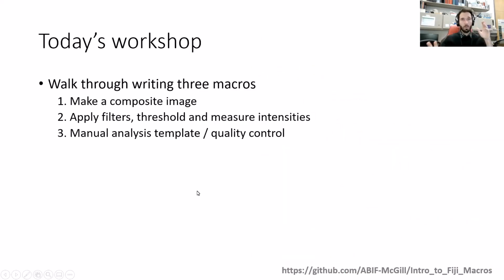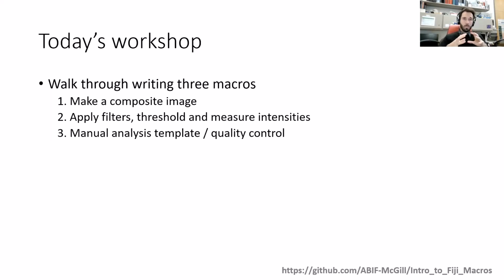So for today, we're going to walk through writing 3 macros, which you may have seen on the GitHub. Very simple, we're going to make a composite image from a 3-channel image, which we're going to explain why in a little bit. Secondly, we're going to apply filters, threshold, and measure intensities within regions of interest, similar to what I just showed you on the last slide.